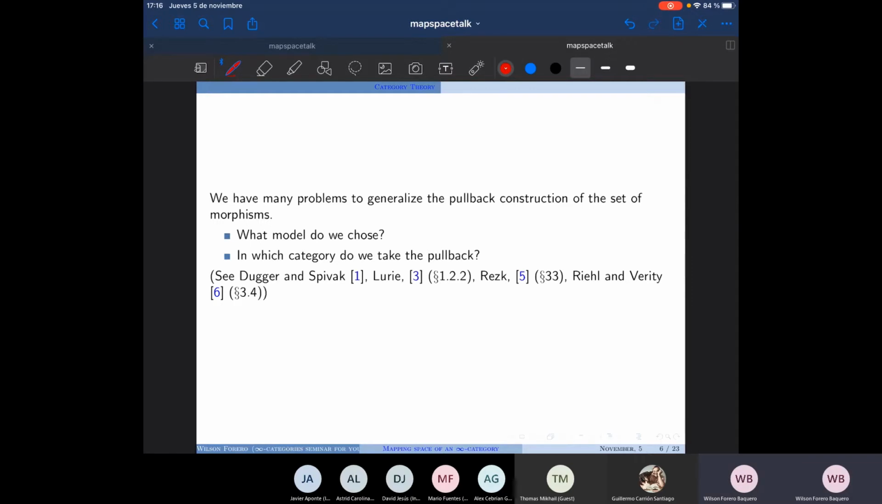We have different approaches to solve this problem. One is Dugger and Spivak, but they work in simplicially enriched model categories, and today I won't explain that notion. The notion of Lurie I will explain at the end of the talk because it's a different approach from the one that I will explain today. The approach that I will explain is the Rezk approach. Another approach is that of Joyal and Tierney, but the idea is the same as the idea of Rezk.